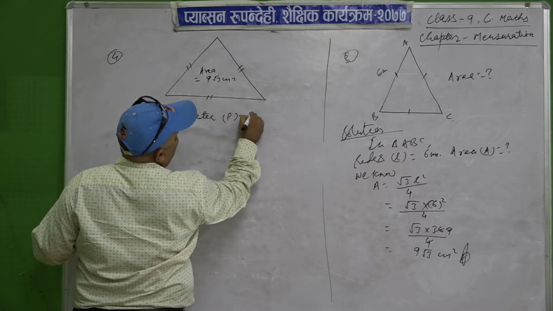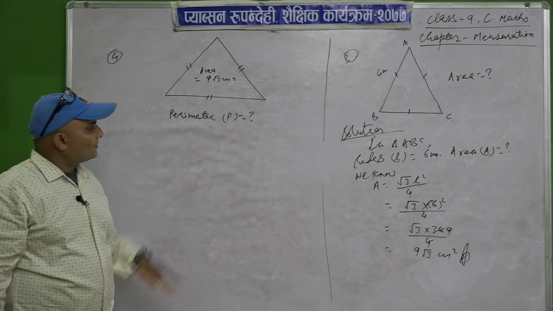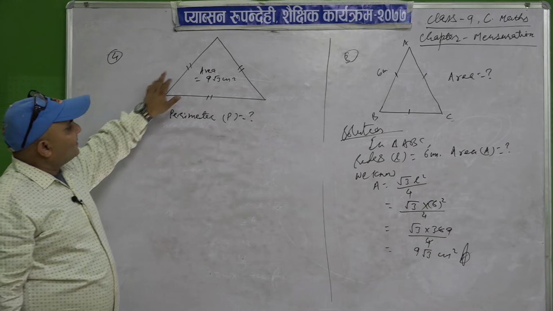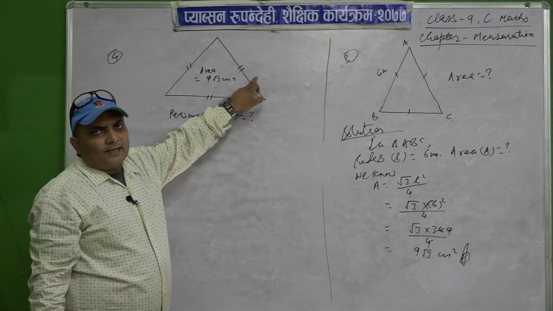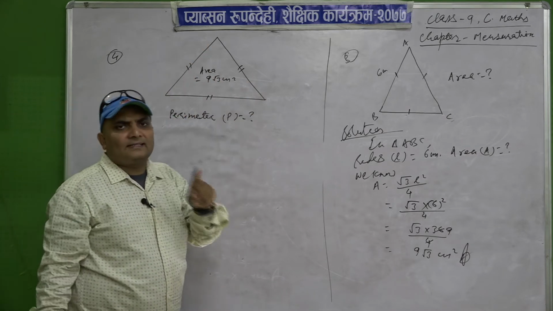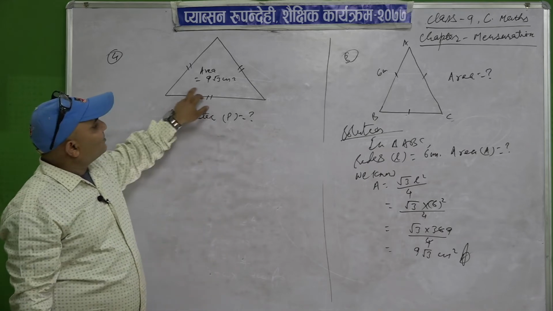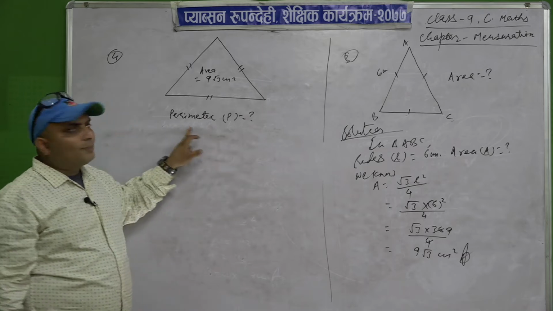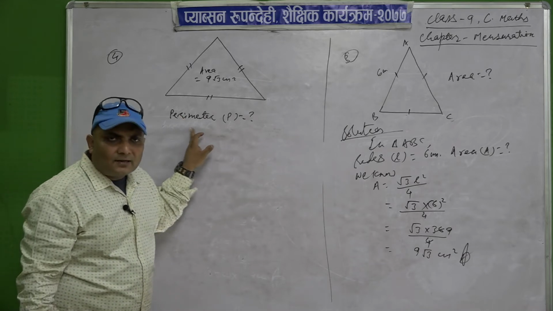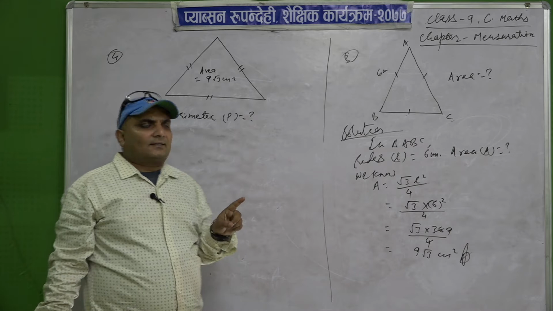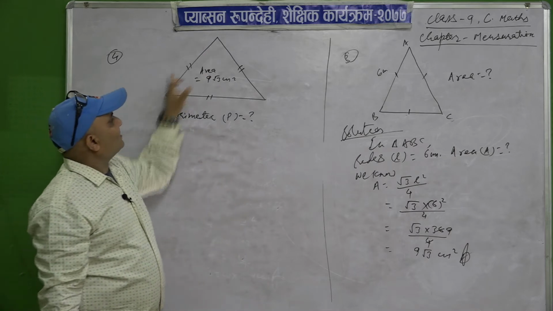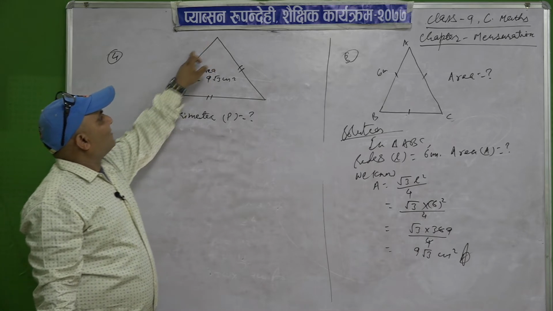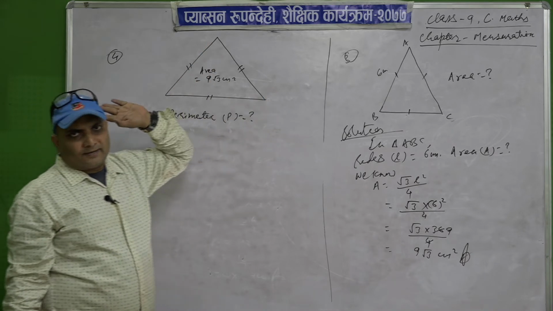Perimeter P is equal to what? From this figure we have to find out the perimeter. Here the sides are given equal. It means the given triangle is an equilateral triangle, and the area of the equilateral triangle is given as 9 root 3 centimeter square. Now we have to find out the perimeter. The perimeter is the sum of all sides, this side plus this side plus this side. To find the value of the perimeter, we should first know the value of each side.